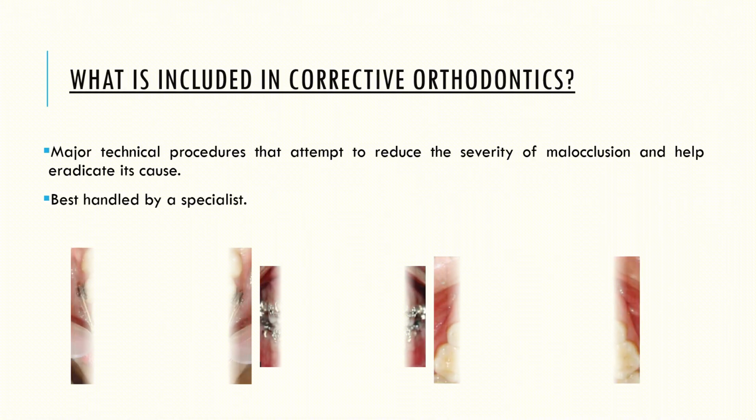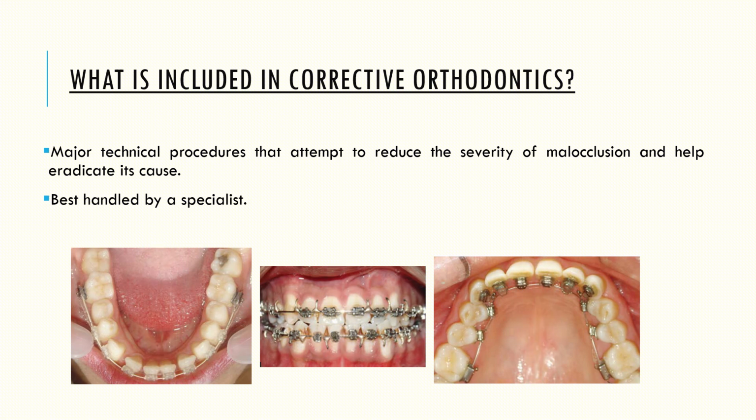These mostly involve certain technical procedures that attempt to reduce the severity of the malocclusion and help eradicate its cause. It's best handled by a specialist orthodontist. Mostly it includes fixed appliances and certain growth modifying appliances. Fixed appliances can be in the form of labial orthodontics, lingual orthodontics, or aligners.